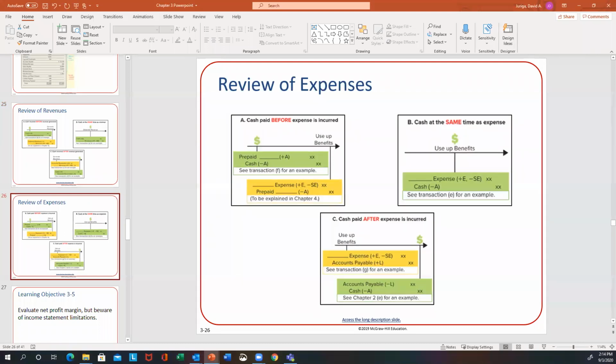Same thing with the review of your expenses. You could pay the expense before you've incurred it. That's called a prepaid expense. So that's actually an asset. And then later on, you'd have to do an adjusting entry to convert that prepaid into an expense. That's what they're showing you right here, debiting an expense and crediting a prepaid. Again, we'll do that in chapter 4. Sometimes you could have cash and expenses that occurred at the same time. And then other times you could incur an expense and pay it later. In that case, you would have the expense debited right now, credit accounts payable, and then later on, you'd pay the money. So hopefully you're seeing that depending on when that expense gets reported on the income statement, lots of times there's going to be a timing difference between when that cash flow is also reported.